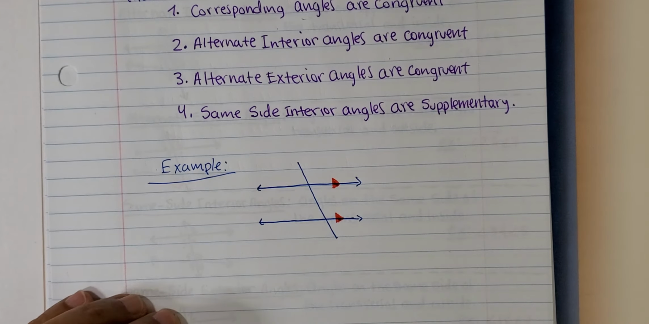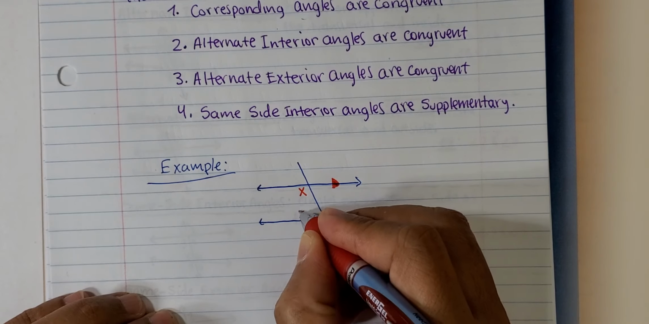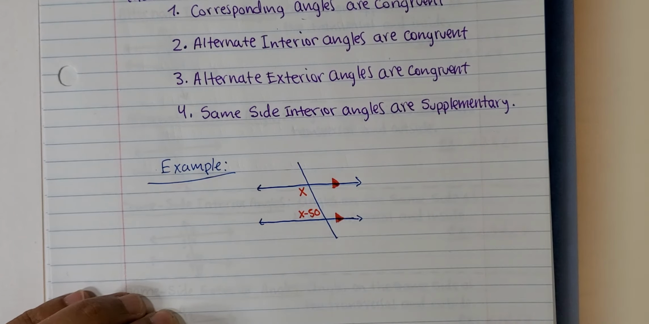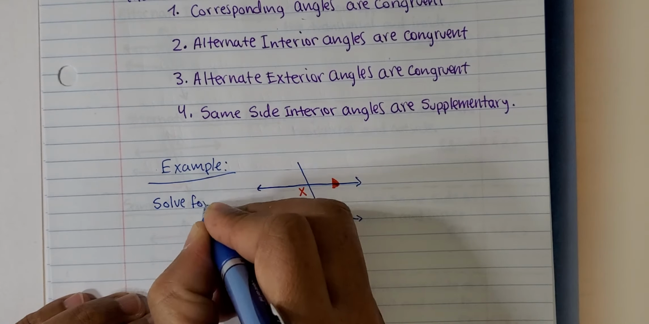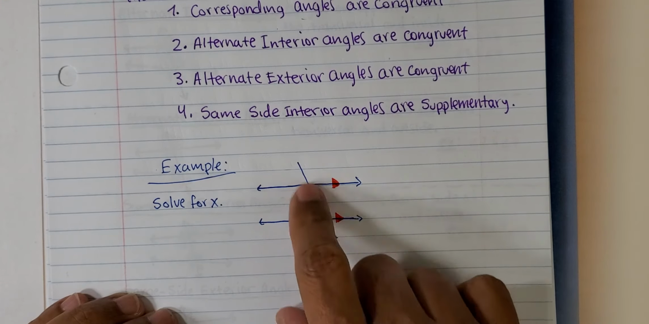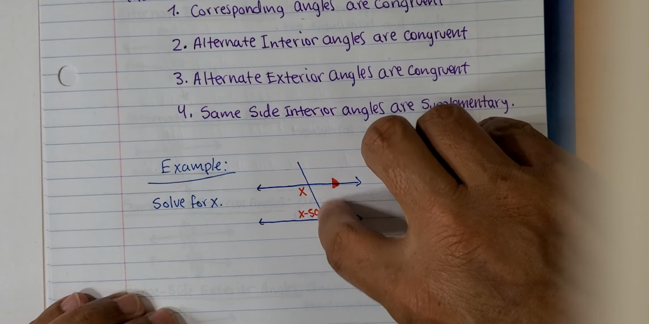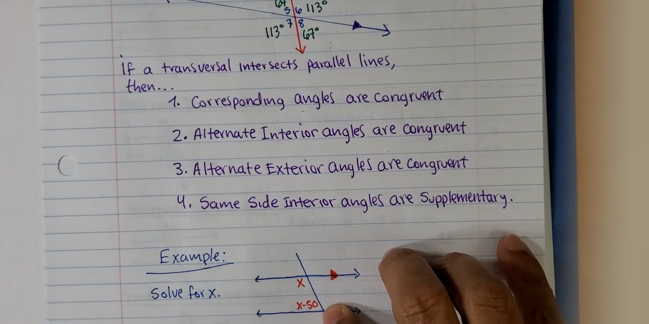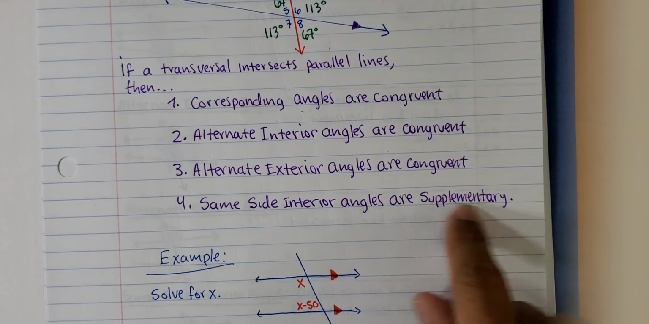Okay, so let's say that this angle has a measure of x, and this one has a measure of x minus 50. So what we need to do here is find the value of x, or solve for x. All right. So I see that both of these angles are inside the intersection. I also notice that the angles are on the same side of the transversal, so that means that they need to add up to 180 degrees based on this property, right?